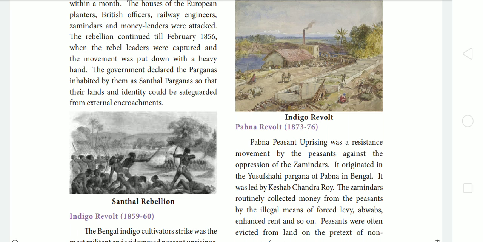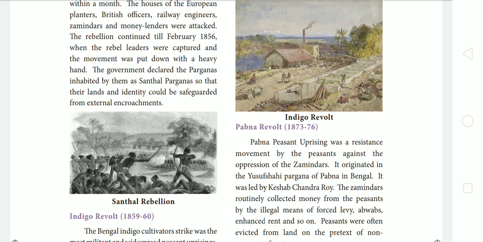Okay, then the government declared the Paragnas, where the Santals inhabited, as the Santal Paragnas. So that place can be safeguarded by the government from external encroachments. Encroachment means the intrusion on a person's property.